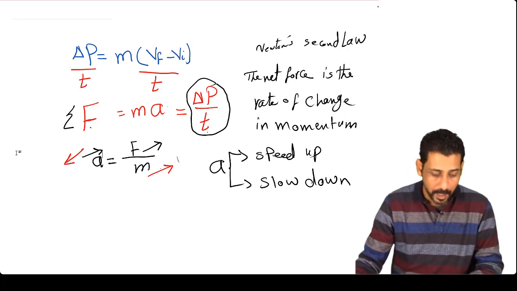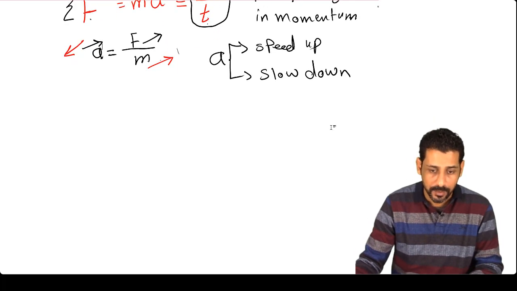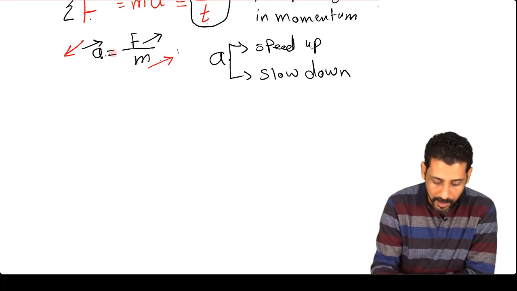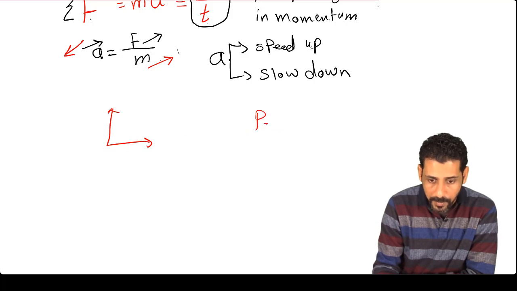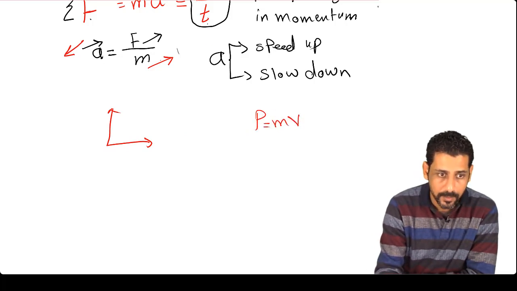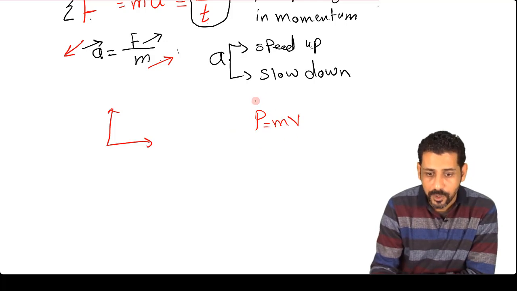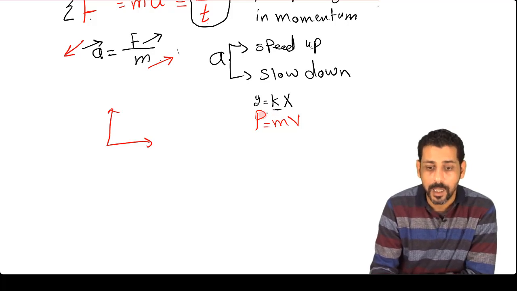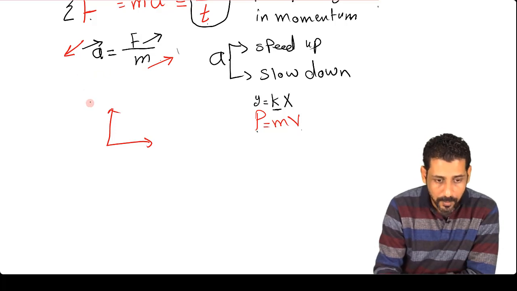If you'd like to make a relation between momentum and velocity, we already know now that P equals M times V. If we put it in the form Y equals K times X, K here represents the slope.